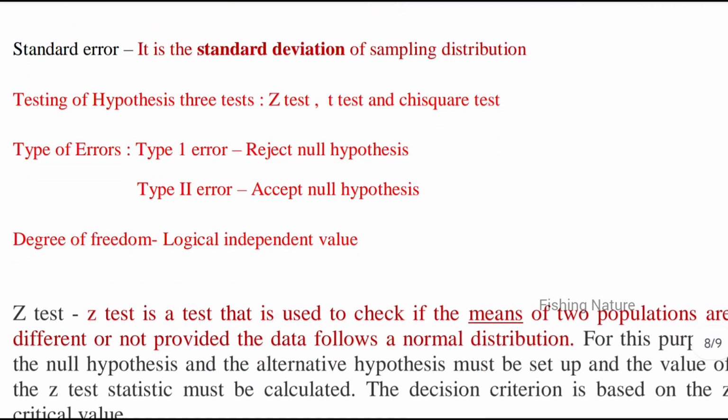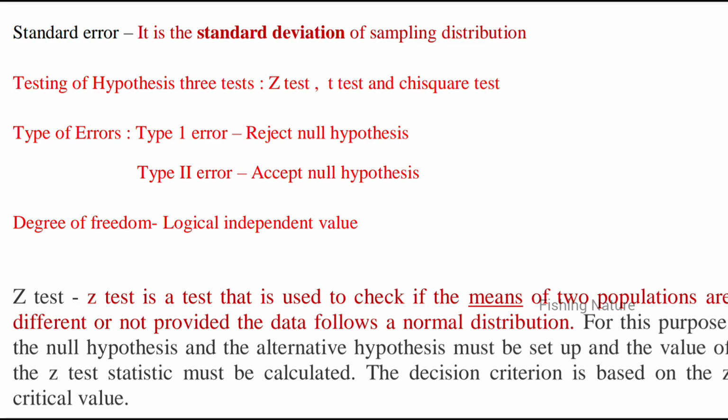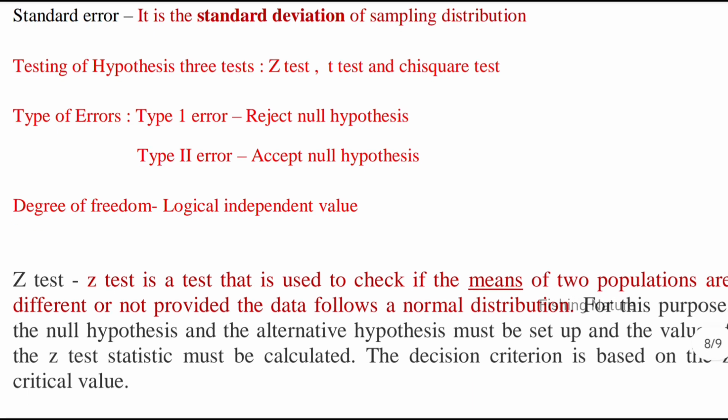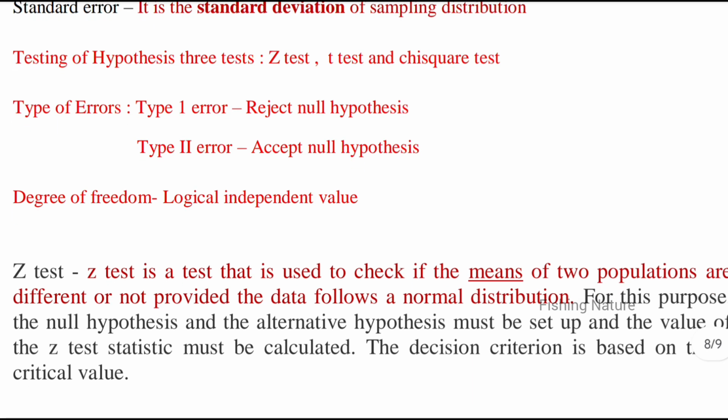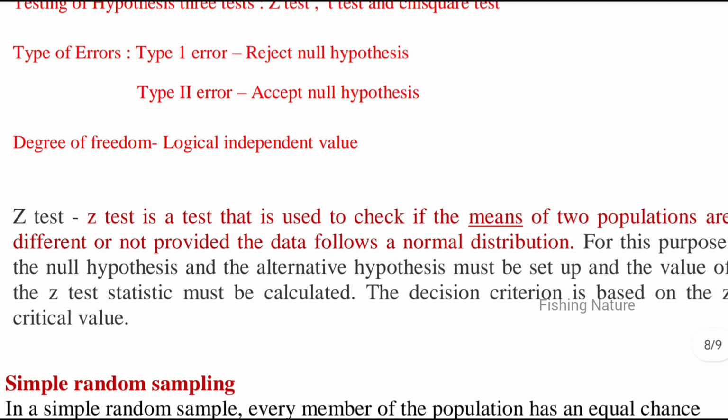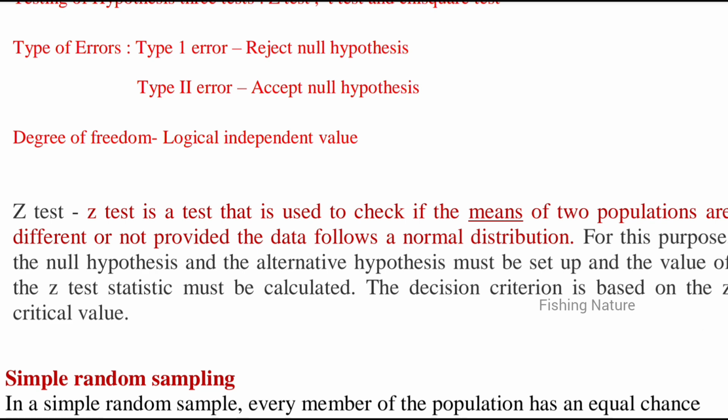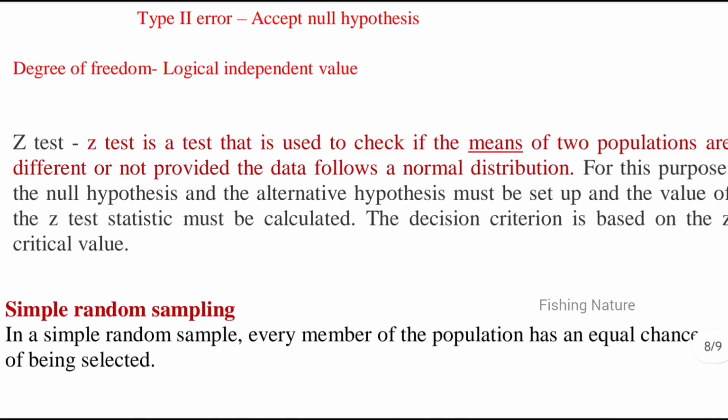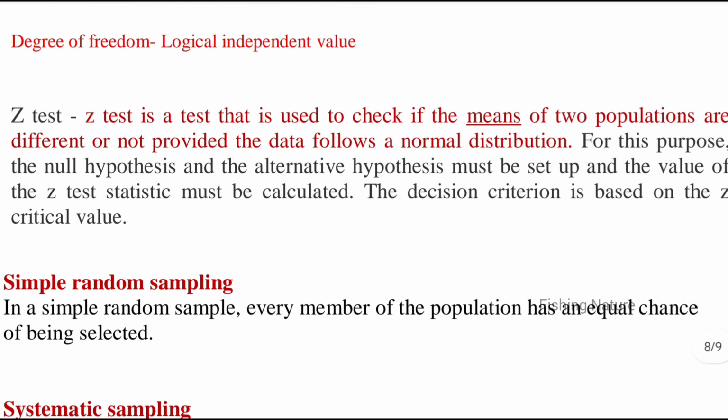Standard error is the standard deviation of a sampling distribution. Testing of hypothesis is done in three tests: z-test, t-test and chi-square test. Types of errors: we have two types of errors, reject null hypothesis and accept null hypothesis. Next, degree of freedom, the logical independent values.